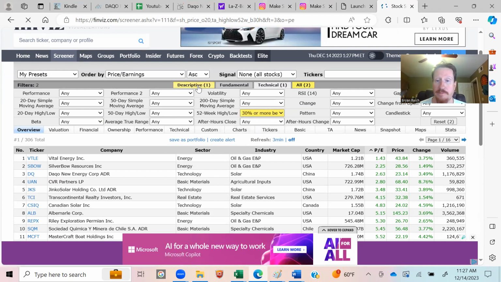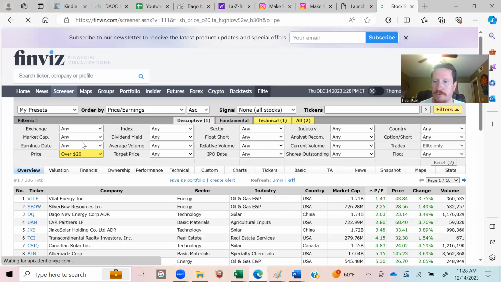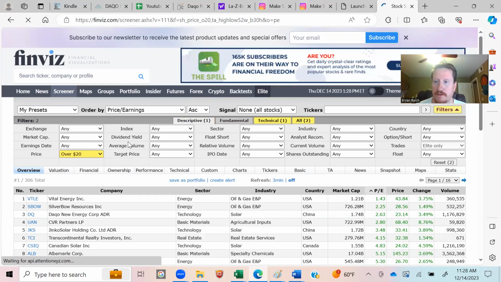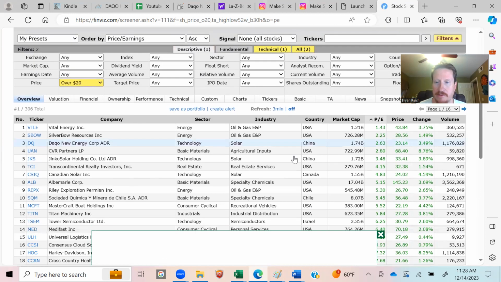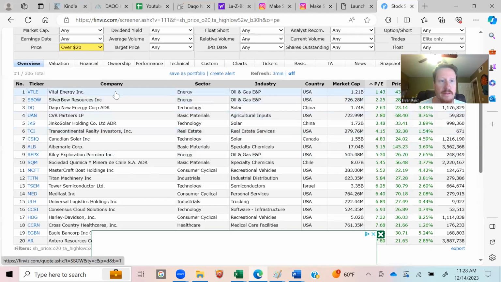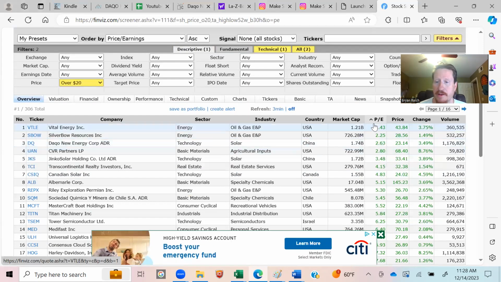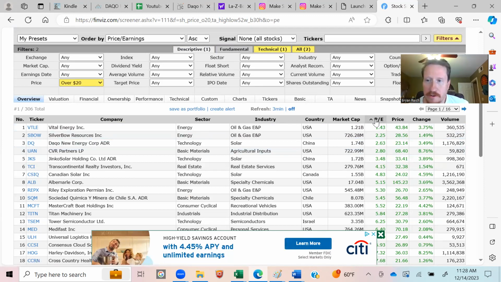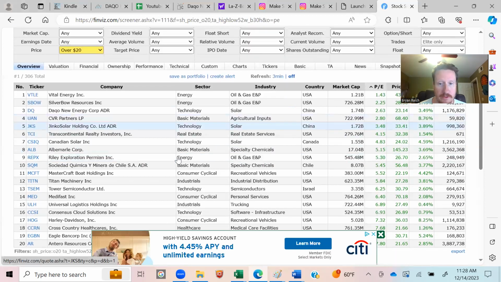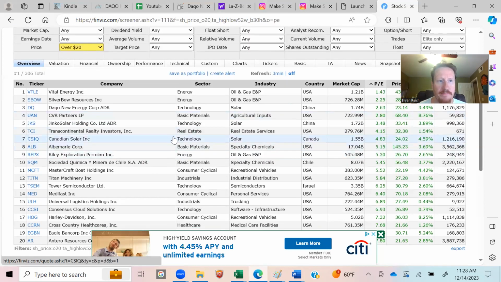And then we go to descriptive. And we go over 20. So basically after that, you have 306 companies that fit your criteria. And then I sort it by P/E. Lower P/E is price earnings. It's just a benchmark. So in a quick glance, you can see if the company you're looking at is overvalued or undervalued. We want to sort PE from lowest to highest. We always want the best bang for our buck.